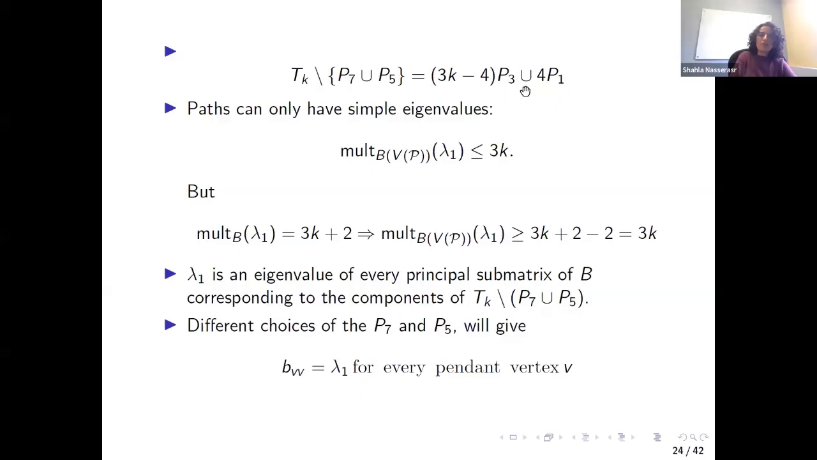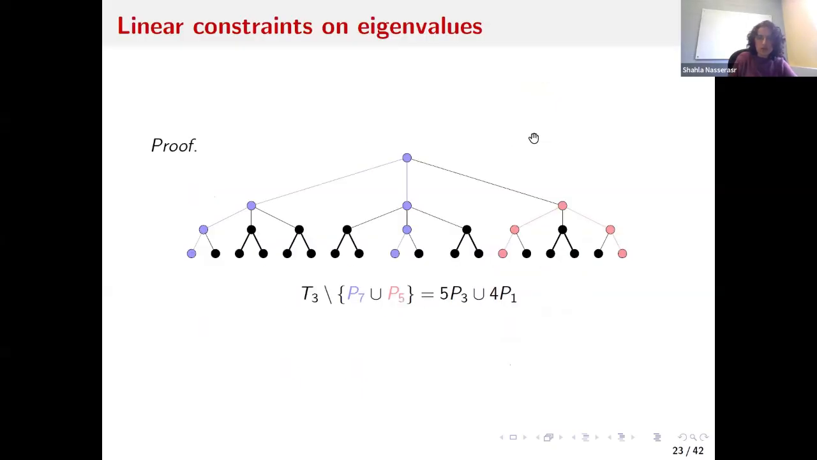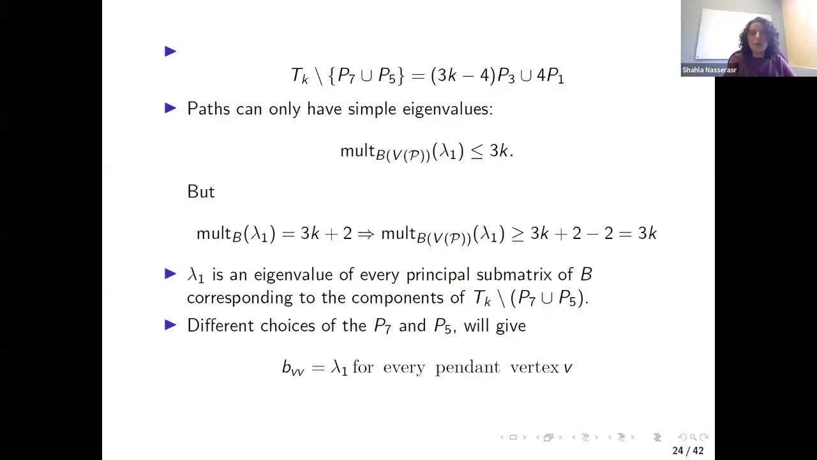But at the same time, if you look at what we got here, let me go back to the picture, we obtain a bunch of paths, and we know that paths can only have simple eigenvalues. Therefore, if I look at these graphs that are all paths, then the multiplicity cannot be more than the number of them, because each of them has only simple eigenvalues. So the multiplicity of λ1 in the resulting submatrix is at most 3k as well. So it's exactly 3k, and we have 3k components. So λ1 appears as an eigenvalue of each of those components.